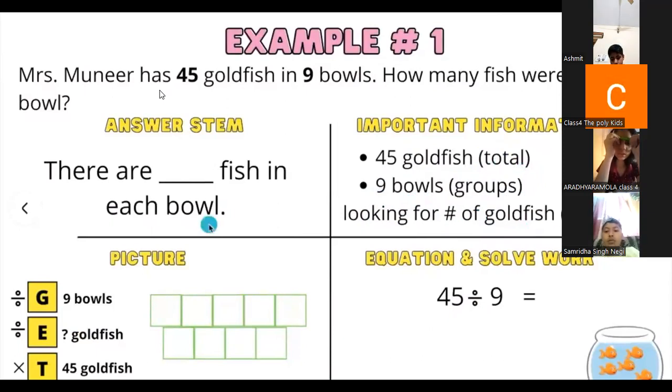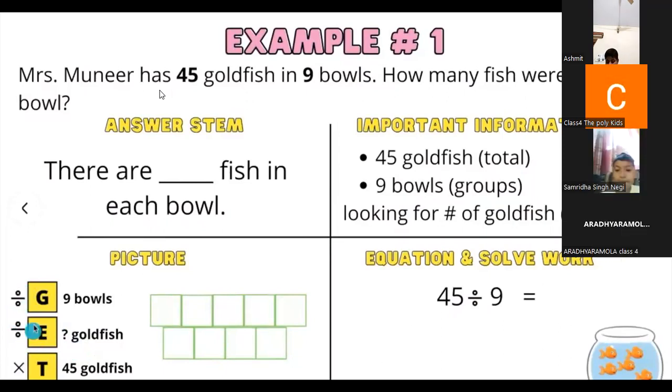So if you look carefully at the picture model, we have our T filled in. We have our G filled in. We need to find the number of goldfish in each bowl. So the E is what we need to find. And we need to divide. That is why you see these symbols over here. To find groups, you divide. To find each, you divide. And to find the total, you multiply.